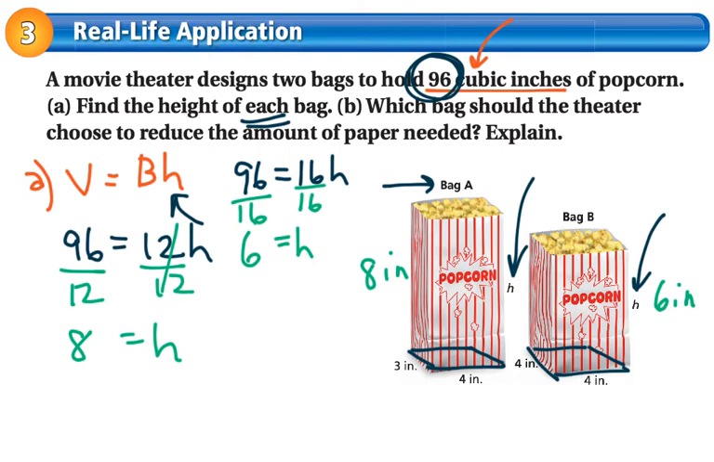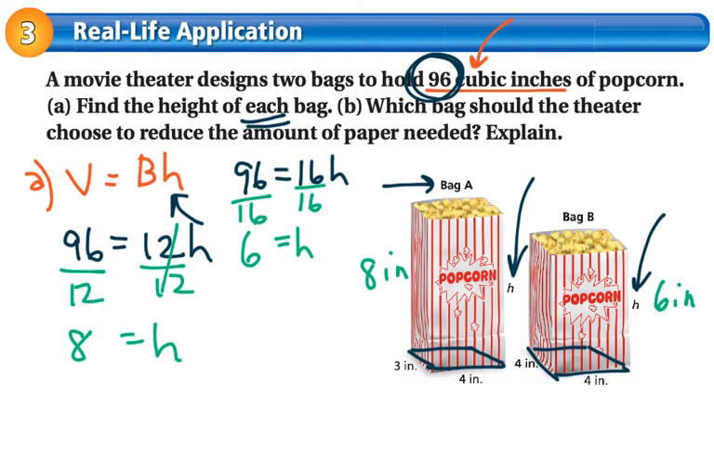But then what they ask us to do with that information is say, which bag should the theater choose to reduce the amount of paper needed? This is actually a really popular production question to ask. Lots of companies think of different ways to package their product, whether it's popcorn or toys or whatever else it is. And the reality is that the cardboard used, or the plastic used to package things, that costs money. On top of that, if it's cardboard or other materials, they usually print images or ads or something on that cardboard, and the ink used for that costs money.